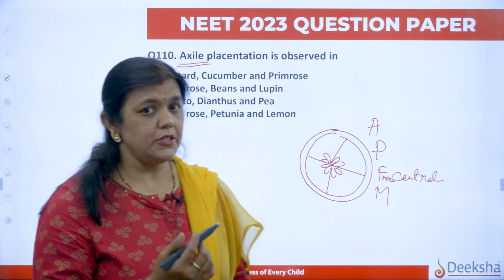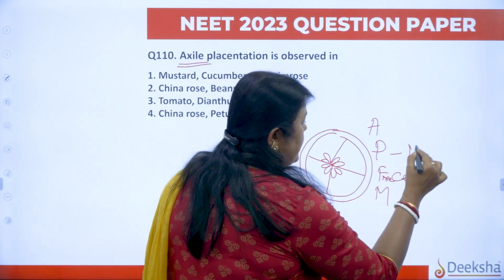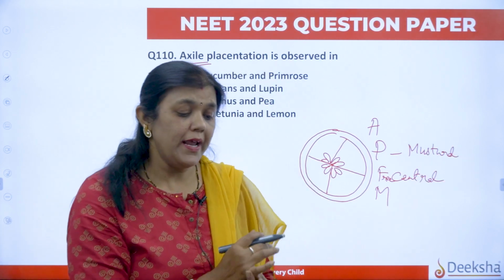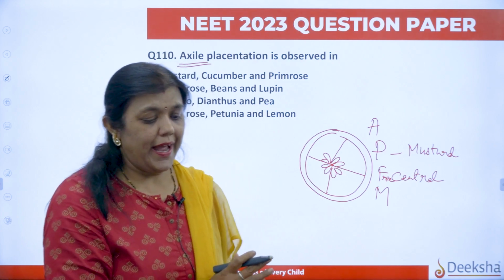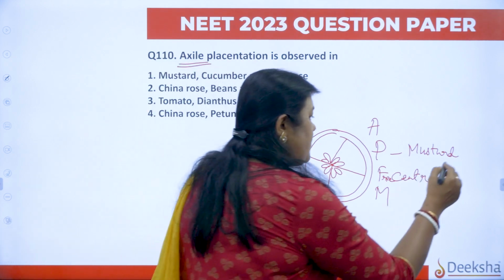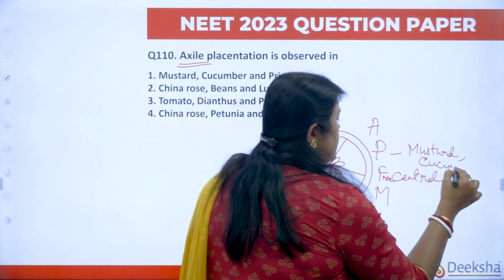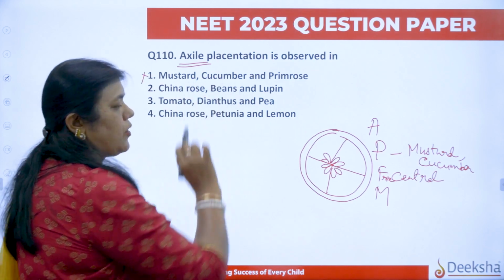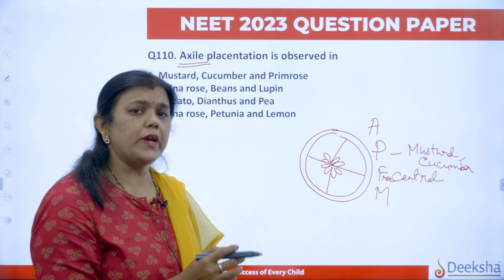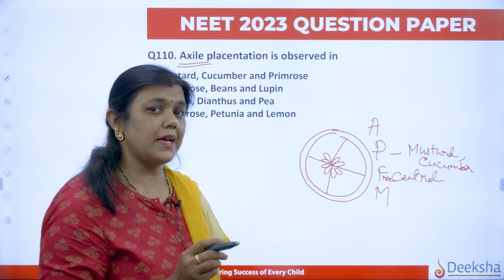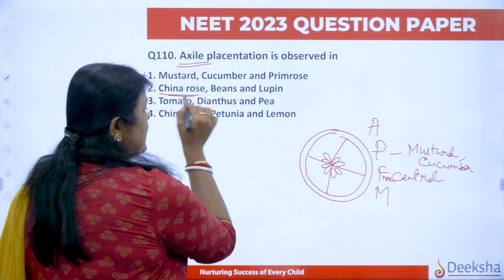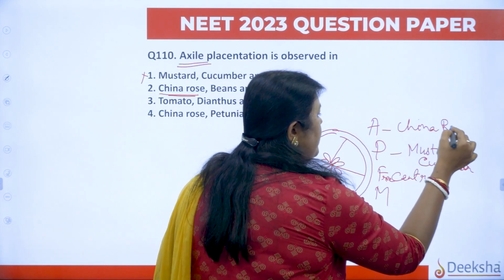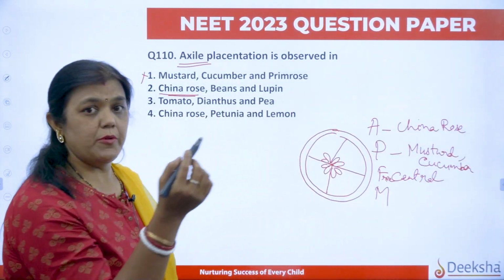So in this, mustard is showing parietal, so here I will be writing mustard. Okay, then you have cucumber and primrose. Cucumber is also going to show, like mustard, parietal. So this is cucumber. Now see, we can easily eliminate option 1 from here because these 2 are not showing axial placentation. Now tell me quickly, which plant can show axial placentation out of this? China rose. Yes, China rose shows axial placentation. So now, without wasting more time, let us see what other options are available with China rose.